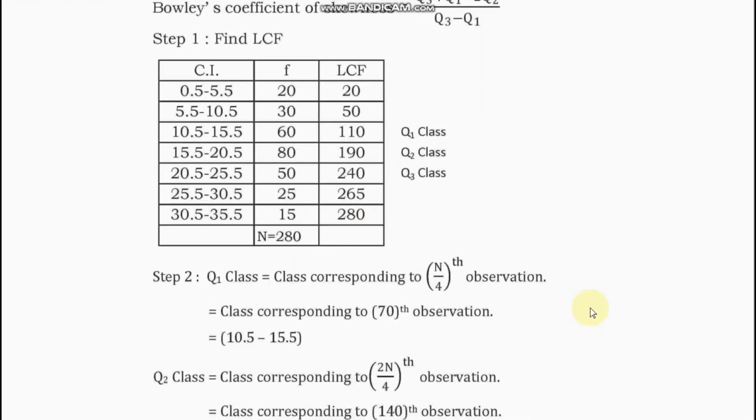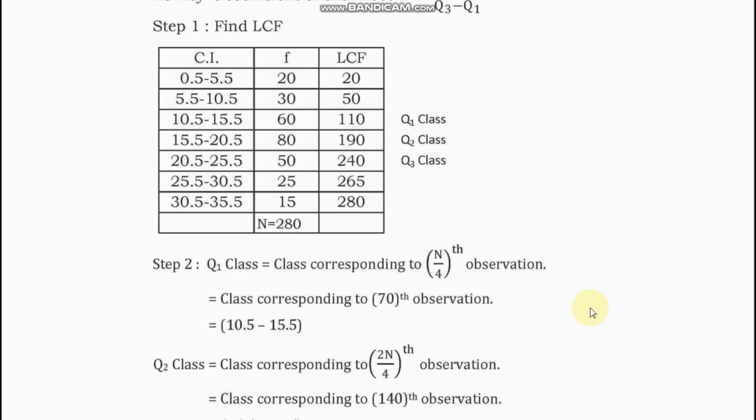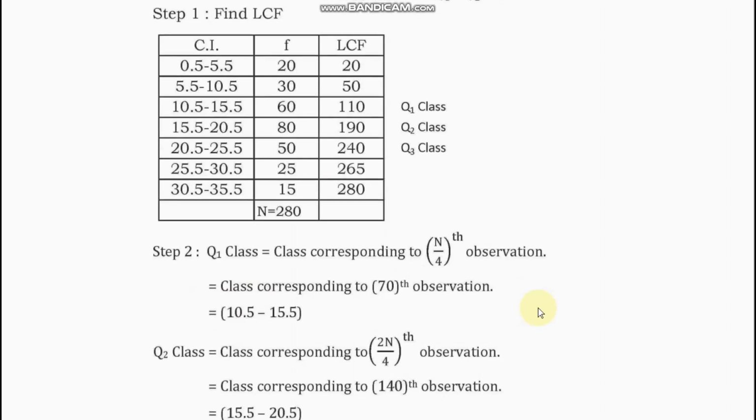The first quartile we find by the following steps. First we need to find Q1, which is 1 into n by 4. So n by 4 is 280 divided by 4, that is 70. We have to locate the value 70 in the cumulative frequency. The value corresponding to 70 is 110, which is the next highest value above 70. So the class corresponding to it is 10.5 to 15.5. So our Q1 class is 10.5 to 15.5.